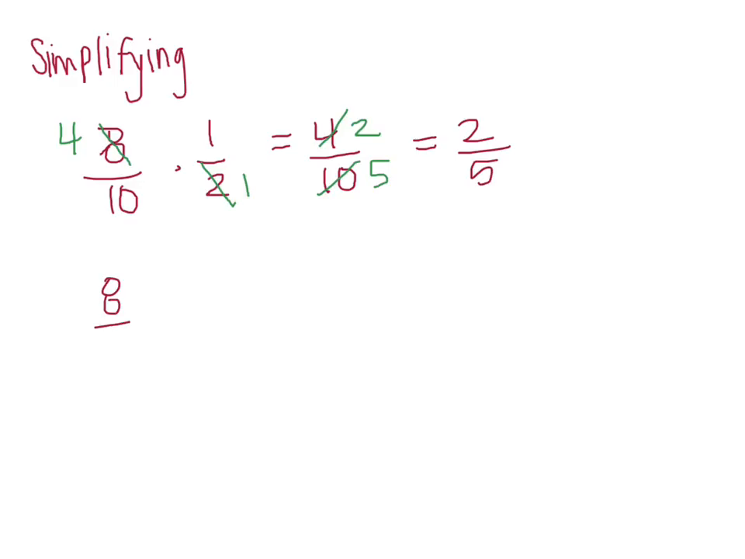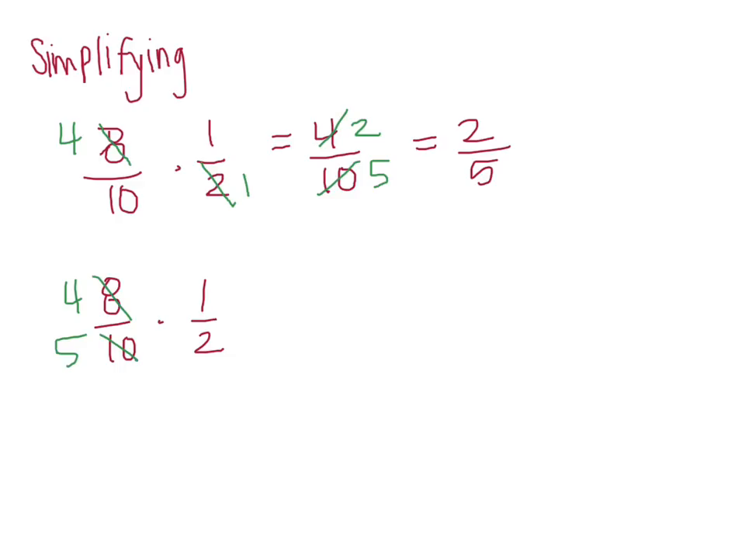Let's look at the same one and do it a little bit differently. So previously, I did 8 divided by 2, 2 divided by 2 to get that 4 and 1. Now this time, I'm going to take a look at my first fraction. I see that 8 and 10 are both even numbers. They're both divisible by 2. So that will become 4, and that will become 5.